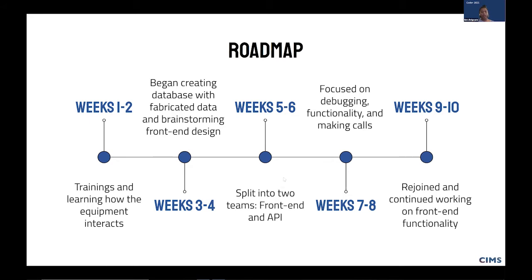So then during weeks 5 through 6, we split up into 2 teams, and that was the API and then the front end. And we continued this way until the final 2 weeks of the program, where we reconvened to work on debugging and any other functionality. And we continued to set rules for how the front end and the back end interacted. And we really worked hard to assess any risk just to make sure that our final project had the highest integrity possible.